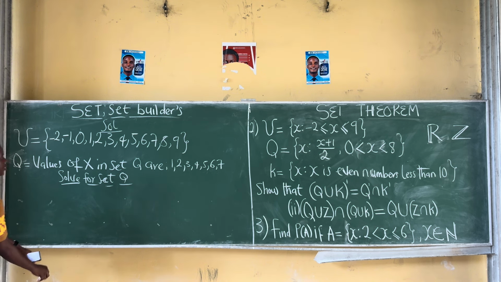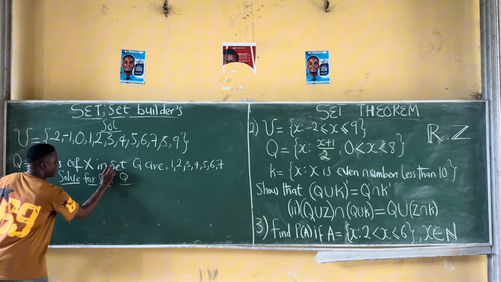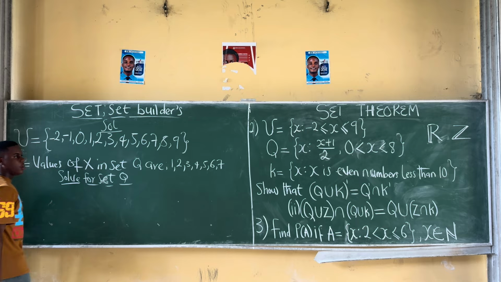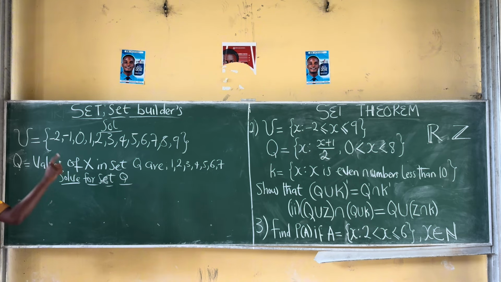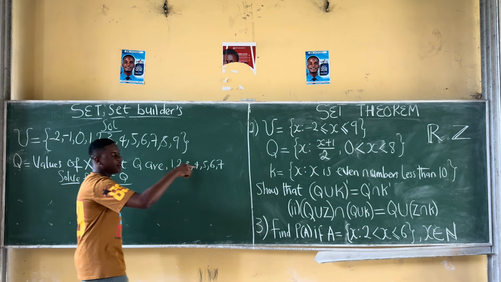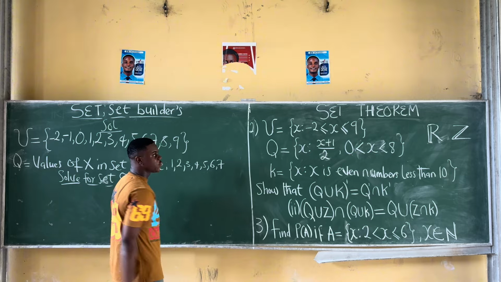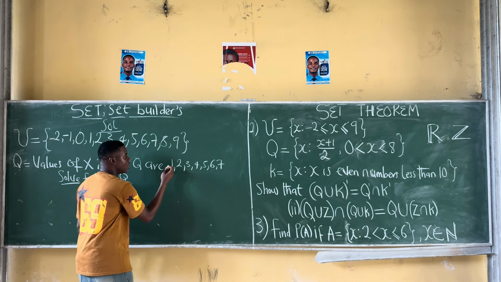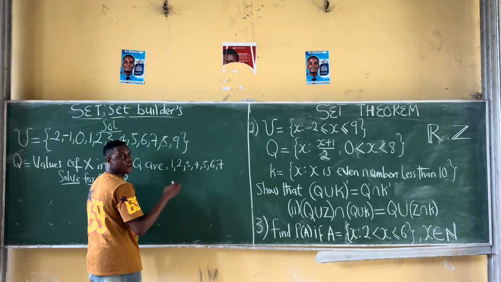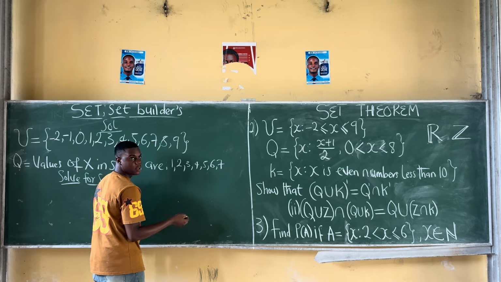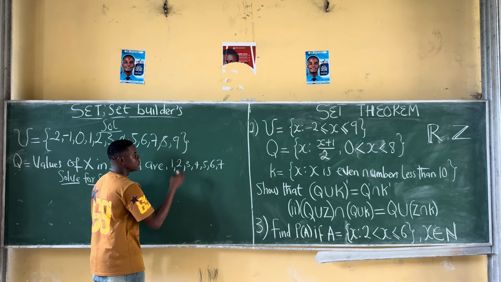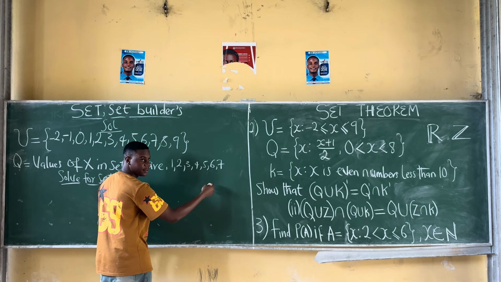Alright, solve for set Q. Now, to solve for set Q, you see that formula there: (x plus 1) over 2. We need to solve for all the values of x using 1, 2, 3, 4, and 5. So the first task is we put x as 1. Second task, we put x as 2, x as 3, till we get to 7.